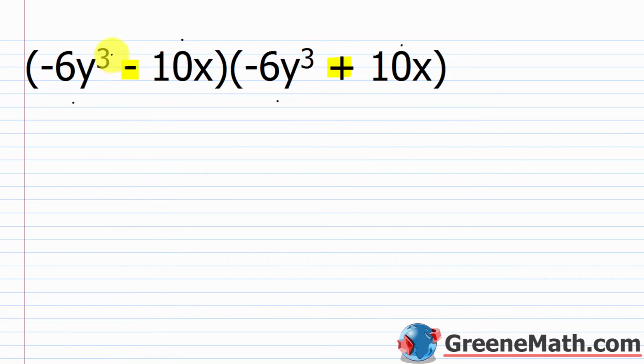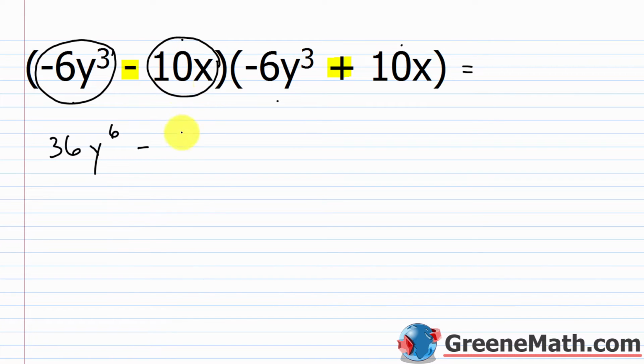So again, I'm going to square this first term. I'm including that negative, so you need to make sure you do that. If I squared negative 6, I'd have positive 36. If I squared y cubed, you'd keep y the same. 3 times 2 would give me 6. Then minus the second guy here squared. So 10 squared is 100. X squared is just x squared. So we end up with 36y to the 6th power minus 100x squared.